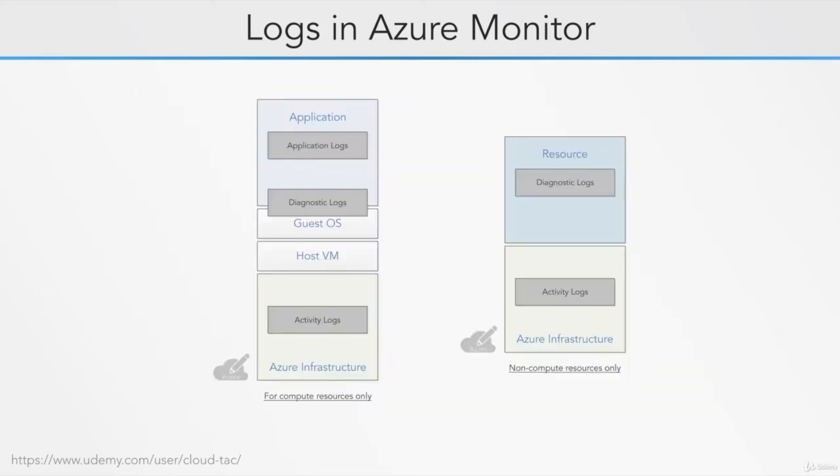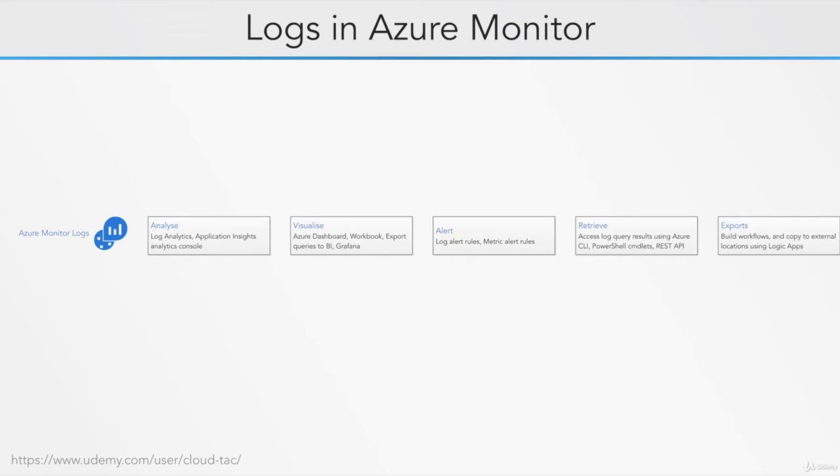Depending on the resource type, there are three categories of logs in Azure. We have Azure Activity Logs, Azure Diagnostic Logs, and Azure Application Logs derived from Application Insights. You can perform several actions with these logs, such as analysis, visualization, creating alerts, and retrieving query results using the Azure Command Line Interface, PowerShell, and REST API. You can also build workloads to retrieve log data and copy it to an external location using Logic Apps.